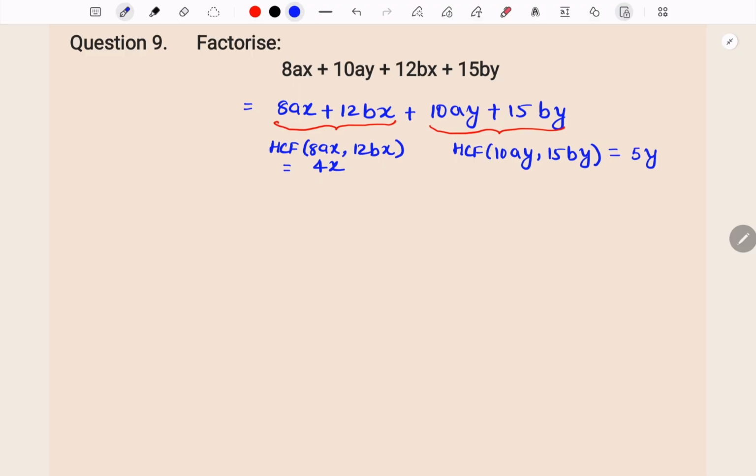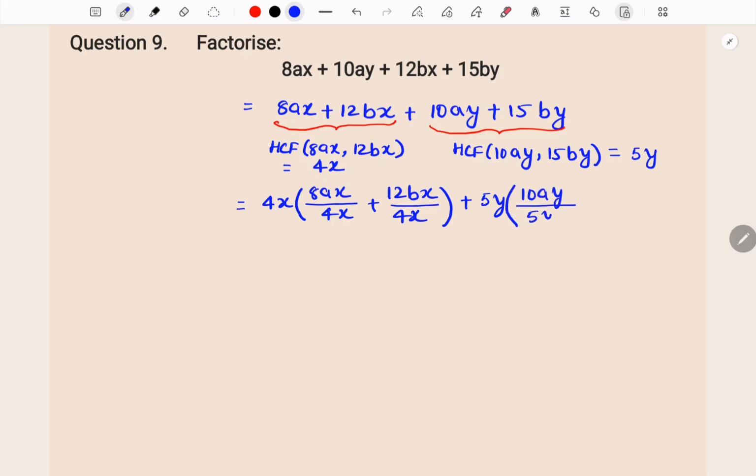Now we have already found the HCF, so from the first expression I can factor out 4x. If I factor out 4x, I will have to divide every term of the expression by 4x, and that is exactly what I am doing here. Now let's go to the second expression. Here I can factor out 5y, and for that I also need to divide every term by 5y.